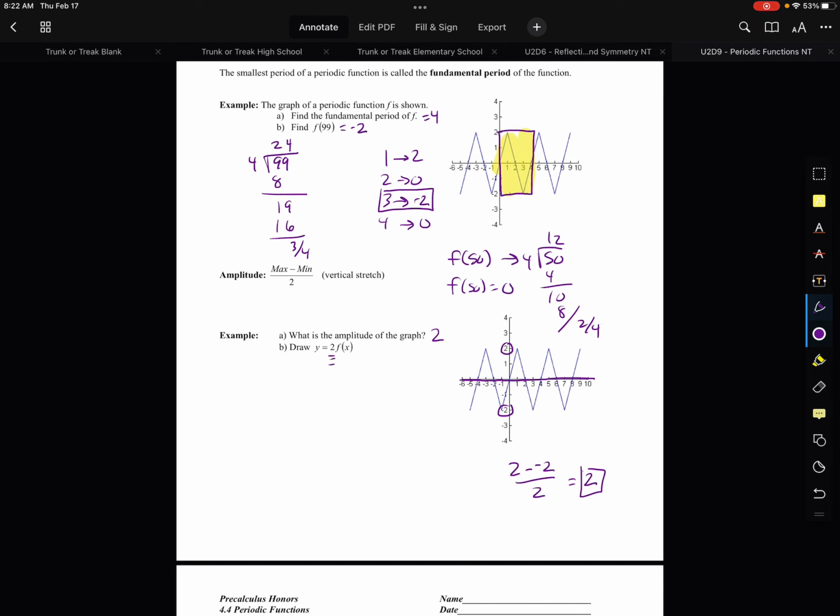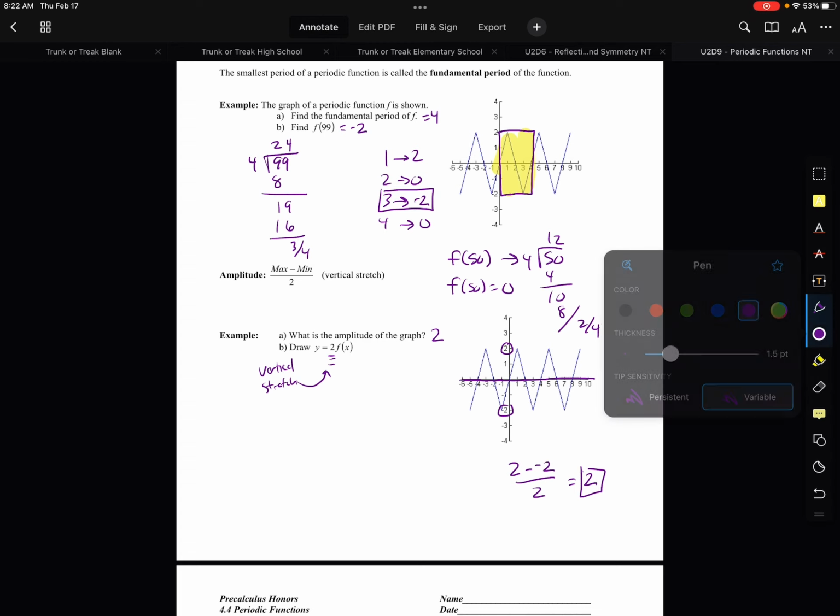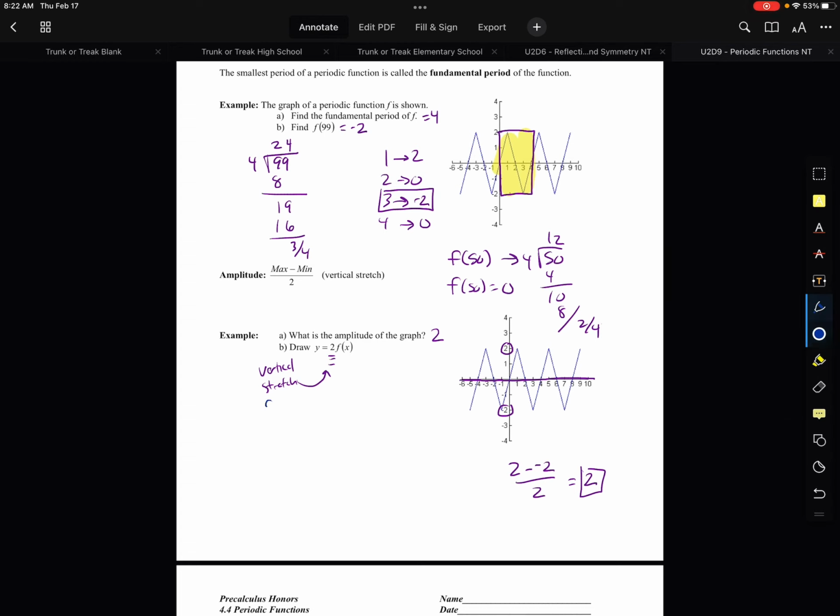Now what happens with this 2 in the front here? This is called the vertical stretch. It is taking the graph and stretching it out in both directions. So we are basically doubling our amplitude. So by doubling our amplitude, our new amplitude is 4. So where we used to be going 2 above, now we're going 4 above and 4 below.